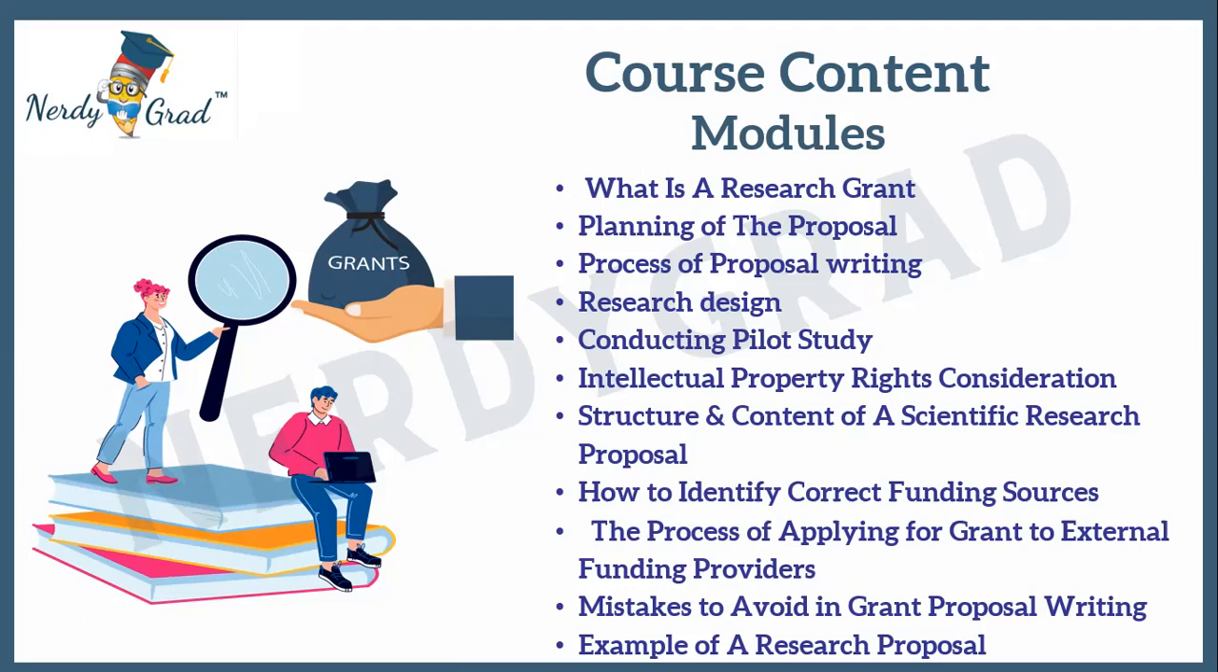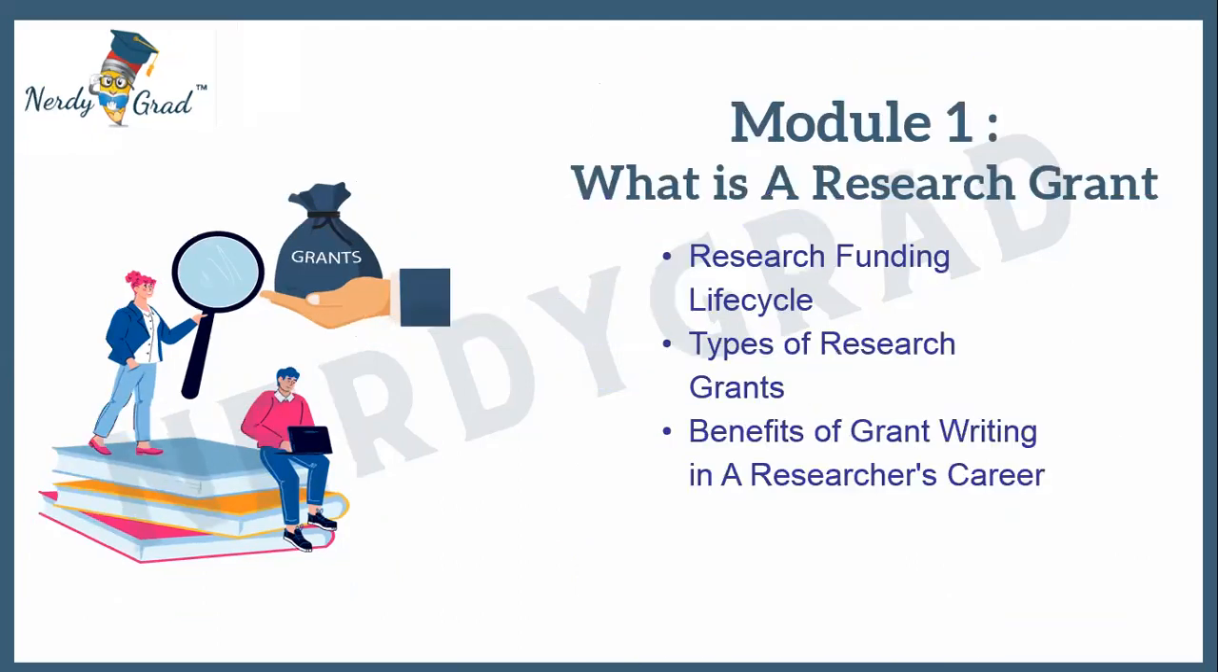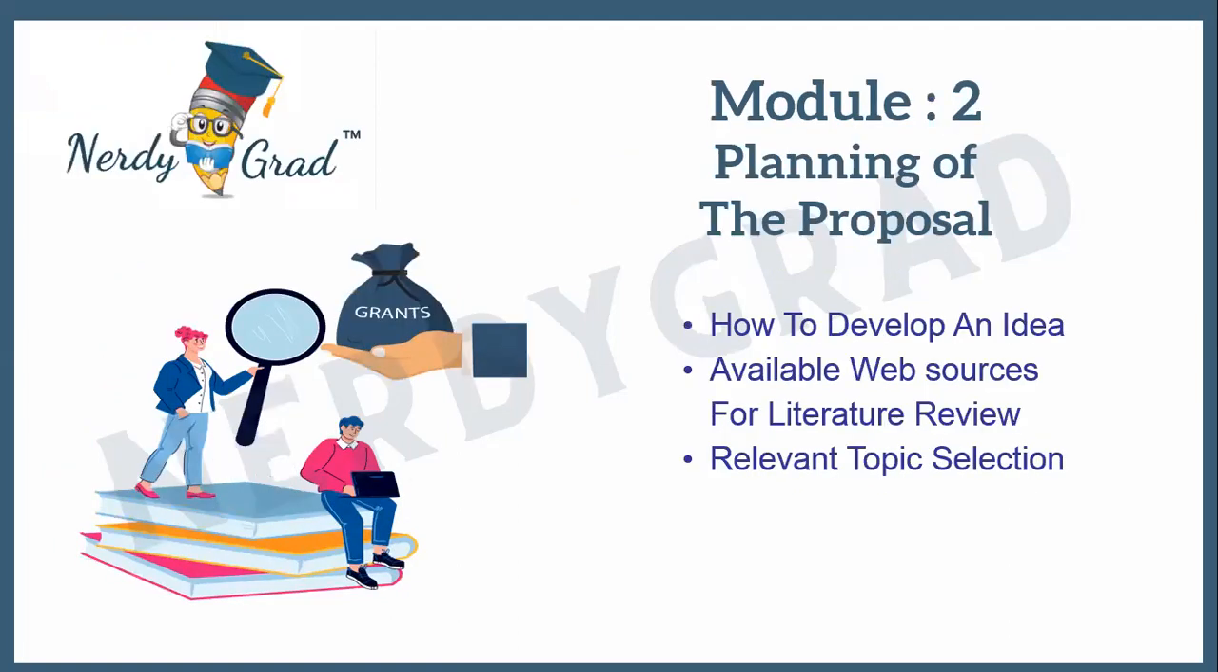Now we will take a look at subtopics of that module. So the first module is what is a research grant, and the subtopics are research funding life cycle, then types of research grant, then we'll see about the benefits of a grant writing in a researcher's career. So the module 2 talks about planning of the proposal, and the subtopics are how to develop an idea, available web sources for literature review, and then how to select a relevant topic for your grant writing.